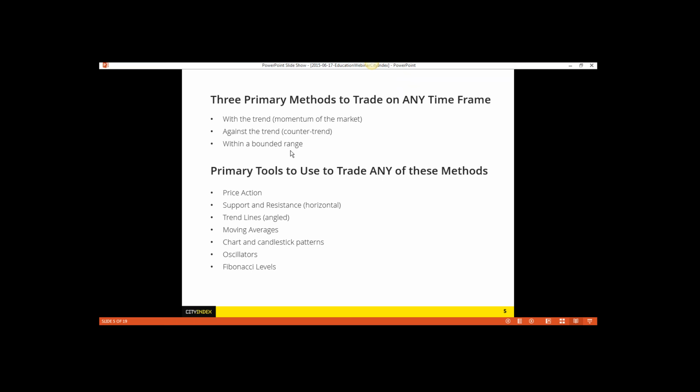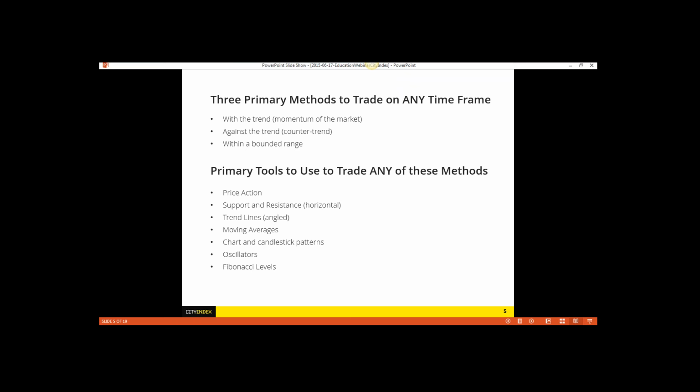And you could look to that range to possibly trade between the lines, if you will. So these are three primary methods to trade. When you really look at it, any technical strategy that you're using is going to be employing one of these primary methods. You're trading with the trend, you're trading against the trend, or you're trading within a bounded range.